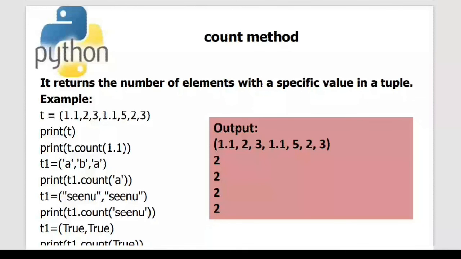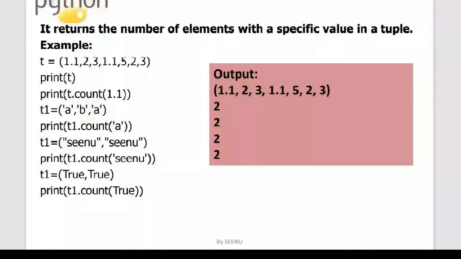So this is the tuple. I have 1.1, 2, 3, 1.1, 5, 2, and 3 in the tuple. I have printed the tuple, so the elements in the tuple are put on the screen for us. And then I said t.count, and I want to count the number of occurrences of 1.1. The number of occurrences is 2. So it is returning a 2 for me.